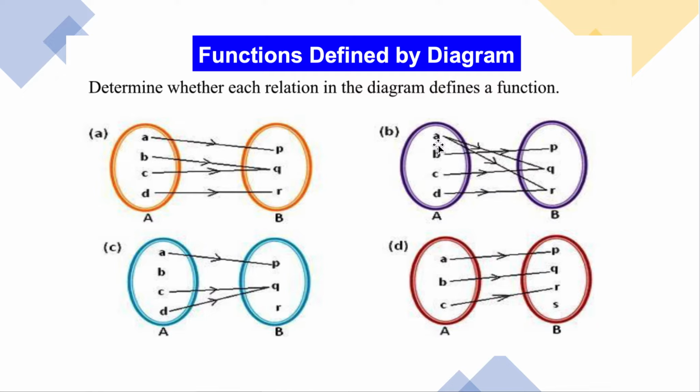B is not a function because here, in set A, the element, the first component, is associated with two elements in set B, Q and R. So B is not a function. C is a function because each element of set A is associated with exactly one value of set B. And D is a function because every element is associated with one element in B. And this we would call a one-to-one function.